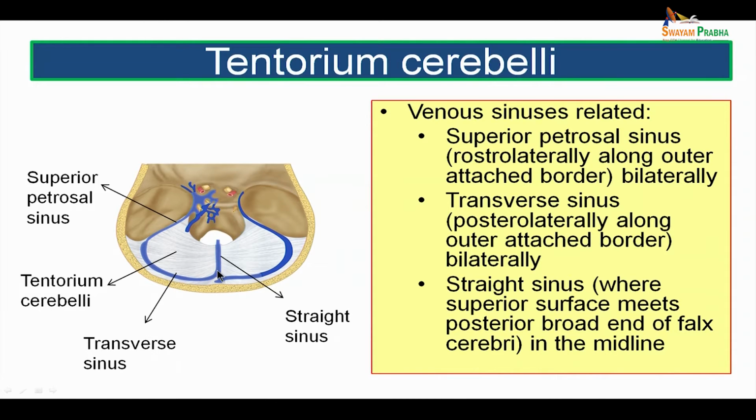superior surface of the Tentorium cerebelli, where this superior surface meets with the posterior broad end of the falx cerebri in the midline. So, Tentorium cerebelli has two superior petrosal sinuses and two transverse sinuses, one on either side, lying on its attached border, while it has the straight sinus, a single unpaired sinus in the midline related to its superior surface.